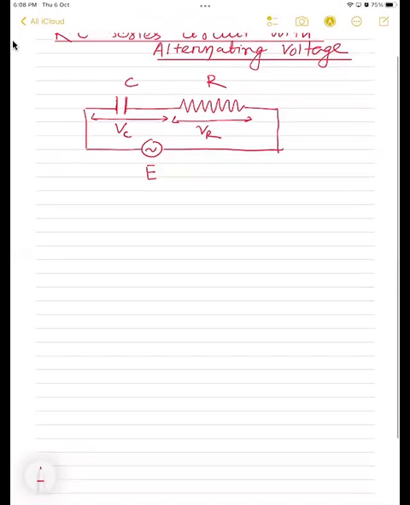And this E is nothing but E naught sin omega t. Let I be the RMS current that is flowing through the circuit. The potential difference across the capacitor is going to be I into XC.